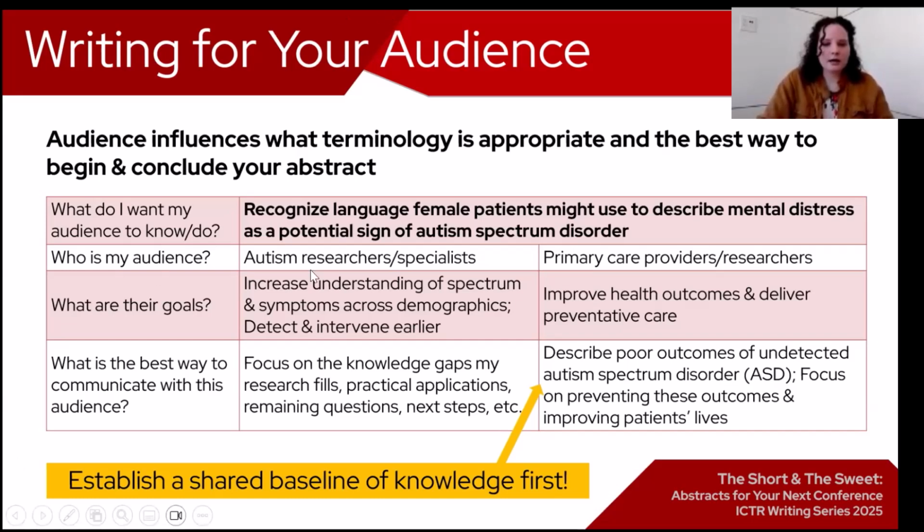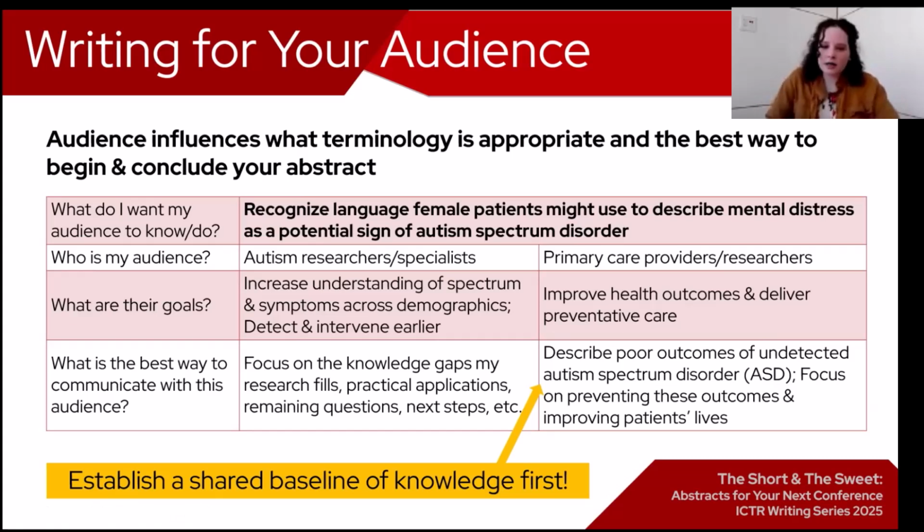So in the left column, we have a conference for autism researchers and specialists. So that's a very field-focused conference. And then on the right, primary care providers and researchers. And understanding that they have different goals will determine the best way to communicate with them.